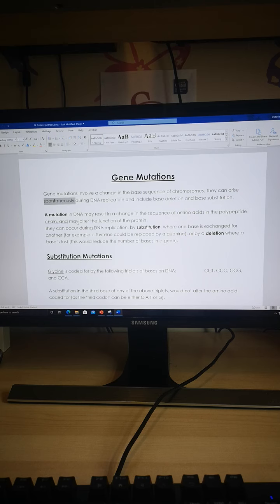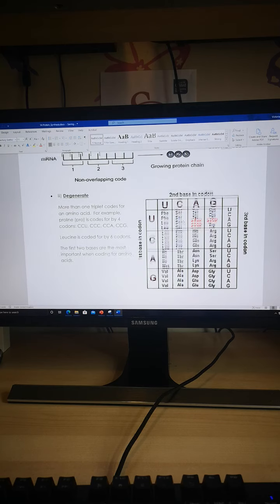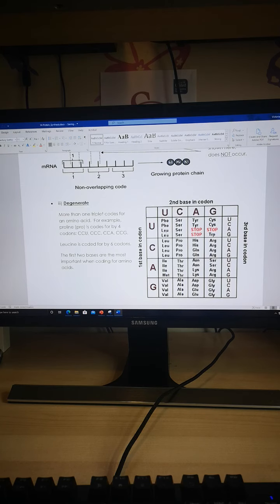Okay, so a mutation in DNA may result in a change in the sequence of amino acids in a polypeptide chain and may alter the function. So in that statement there's a lot of mays. Let's just remind you that that's because of this degenerate nature of the code. So, the idea that leucine's coded for by 6 different codons, you can see leucine 6 times here.